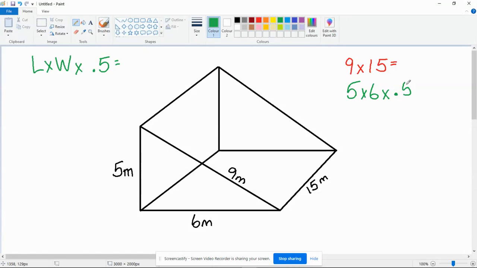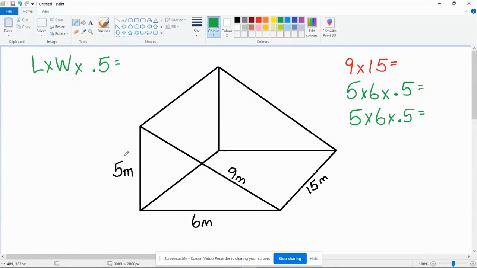And yes, you could take a shortcut by knowing there are 2 of them. But we're just going to do that again. The other side is 5 times 6 times 0.5. Now this green part, you could make it simpler because you know there are 2 of them, and 2 times 0.5 is 1. So you could just say the area of both sides in total is 5 times 6. But if you want to do it in 2 different sections, that's fine.